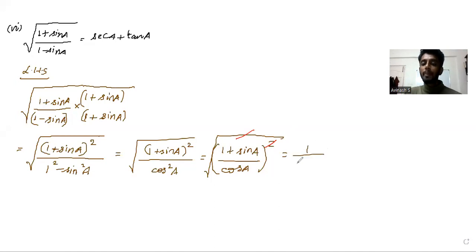Now when you separate the denominator, that is 1 by cos A plus sin A by cos A. I am separating the denominator: 1 by cos A plus sin A by cos A. 1 by cos A is sec A, and sin A by cos A is tan A, which is the required right hand side. So this is how we do the sixth subdivision.